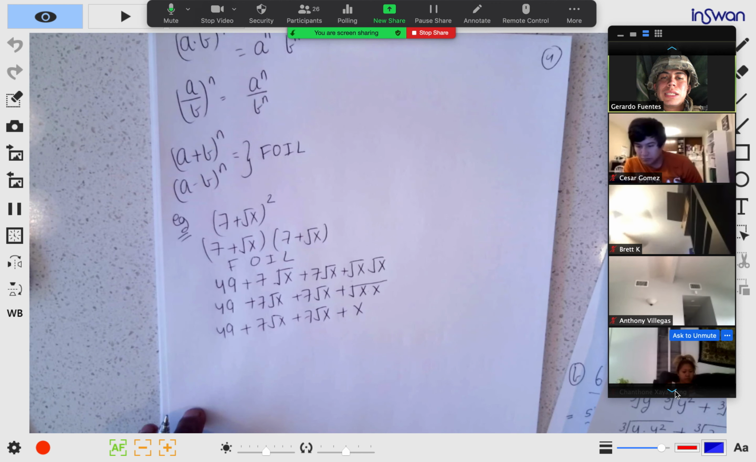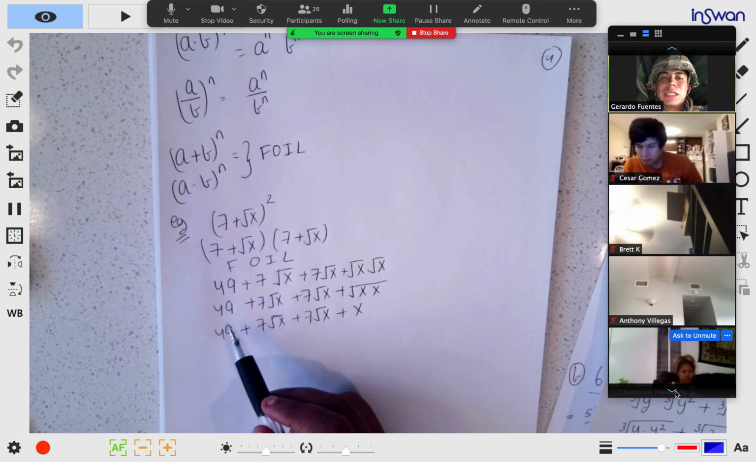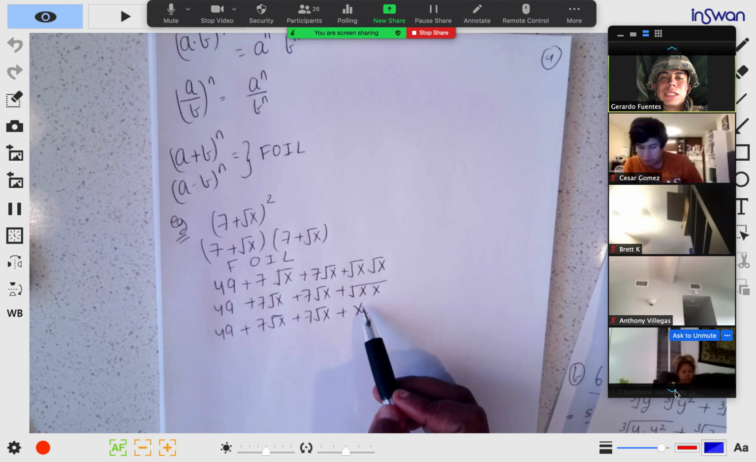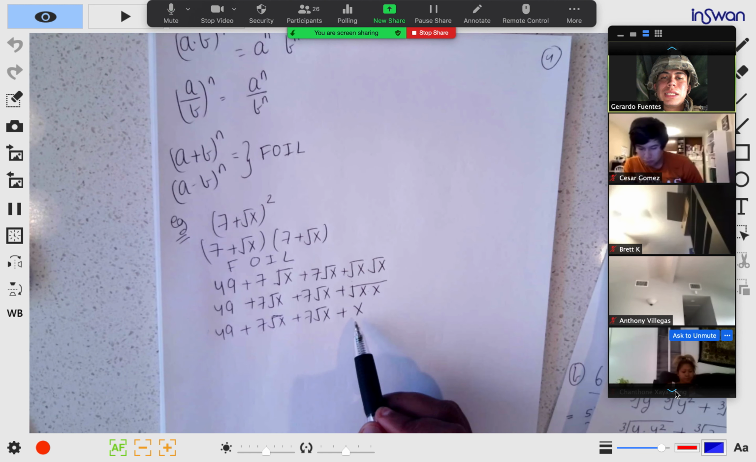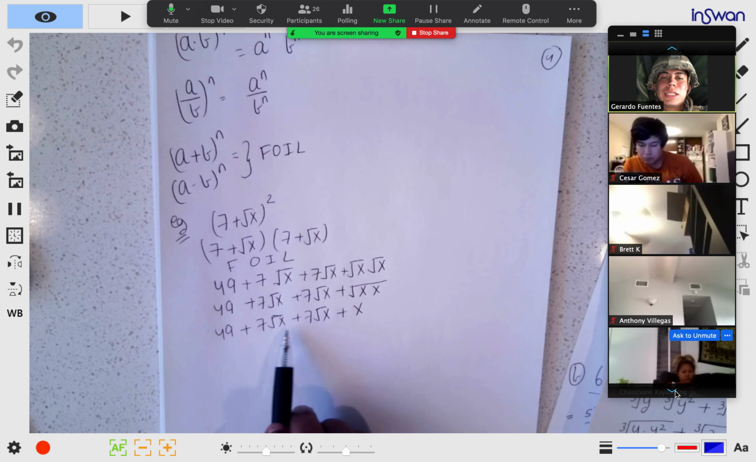Can you combine anything else, Gerardo? See, this is a constant, right? There is no other constant. Constant is just a number. There is no other number. And there is just x. There is no term with just x. These both have square root of x. So that means you can combine these two. What does it become?